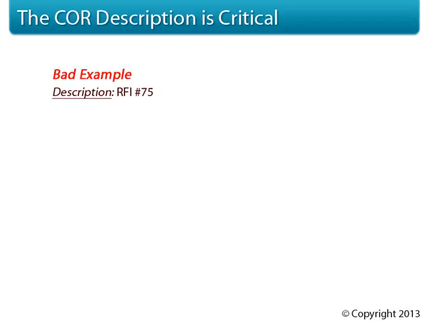An example of a poor description would be simply writing RFI number 75. Of course, this RFI might be attached as backup to the change order request, so the owner can look at it, but let's say the RFI question was, do the room 10 walls need to be rated? And the architect responded to this question and said, use type D walls. Now this is a sufficient RFI response.